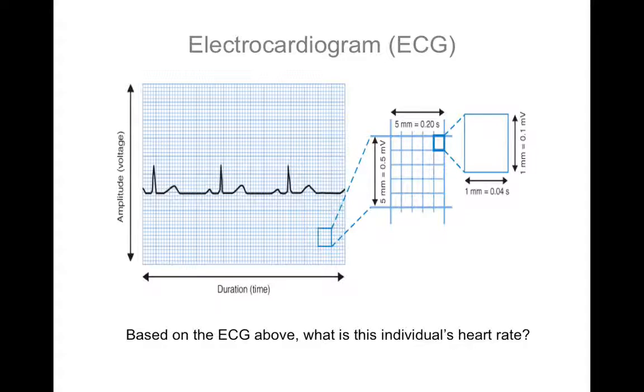That only works if they have a normal rhythm, right? If this interval here is varying, then you can't calculate it just by looking at one interval.